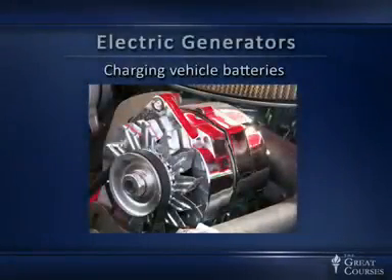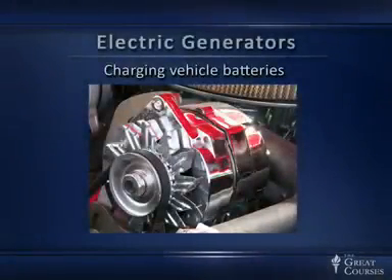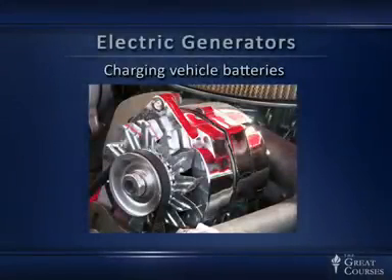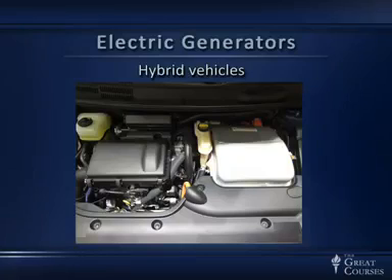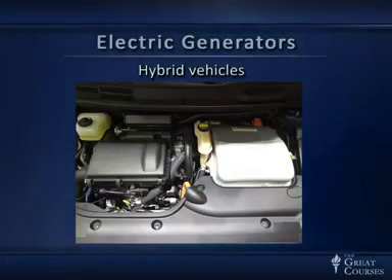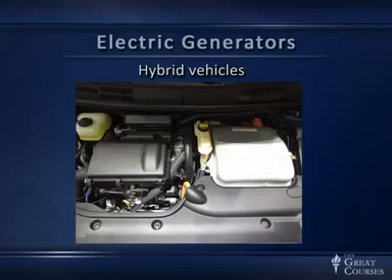But we use generators for other purposes as well. For example, in your car, there's a small generator. It's called an alternator because it produces alternating current. It's used to charge your car battery. In a larger version of the same thing, there's a bigger generator in a hybrid vehicle. Sometimes the generator in the hybrid is the same as the drive motor, and when you slow the car down, the wheels turn this motor, and it acts as a generator and recharges your battery.